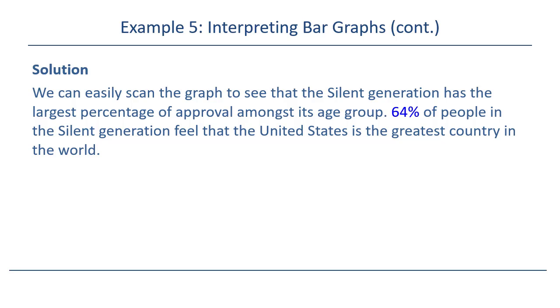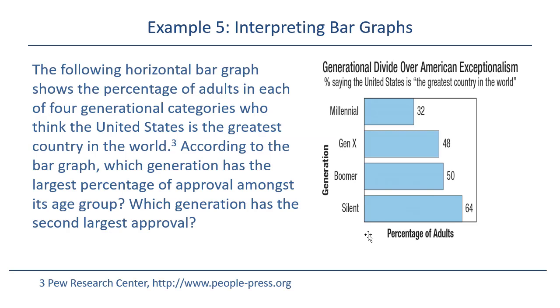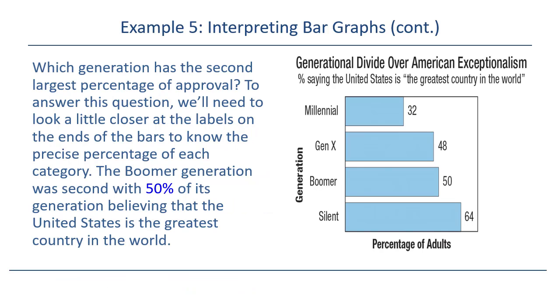You can easily scan the graph to see that the silent generation is the largest percentage of approval amongst its age group, 64%. And you can see that quickly because it's the longest bar. That's the upside to bar graphs, is it visually tells you a lot of relationship advice, right? You can see that silent is the most, millennial is the least, and so on and so forth. So, which has the second largest? Again, it's really easy to see that it's the boomers with 50.